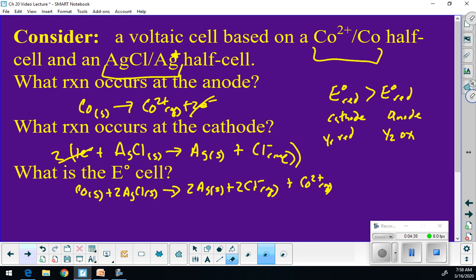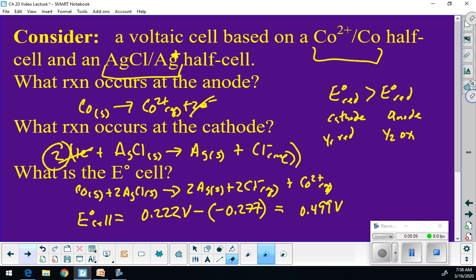Good. Now, when I do my E cell, what do I do? I take my standard reduction potential at the cathode, which we said was 0.222 volts, minus my standard reduction potential at the anode, 0.277, and so that would be equal to what? How about 0.499 volts?